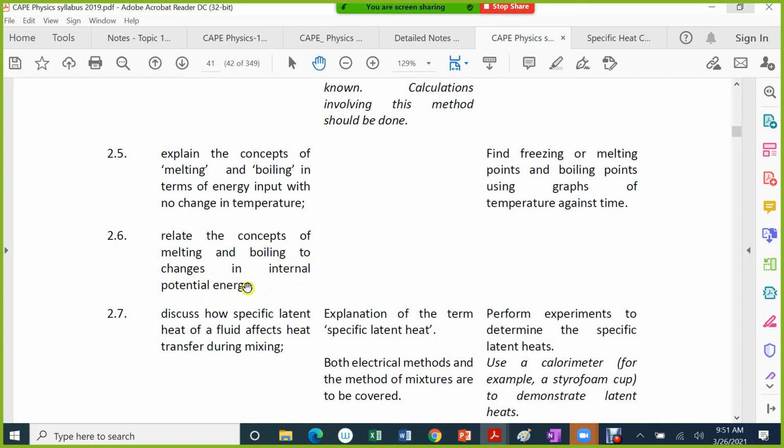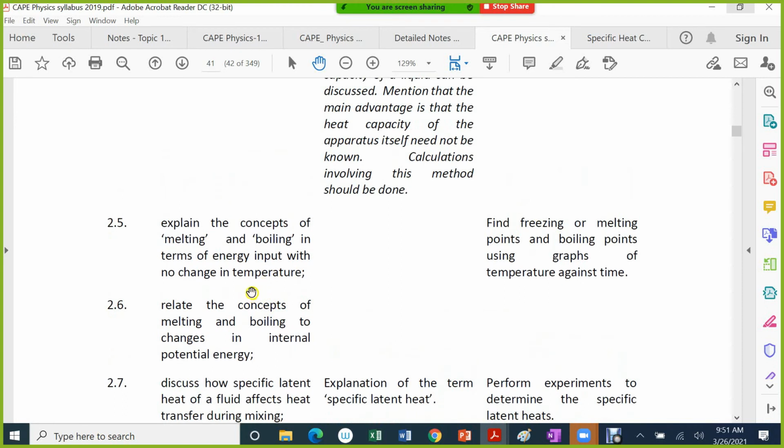We ought to be able to explain the term specific latent heat as it relates to the concept of melting and boiling, and changes in the internal potential energy. I would have stated stuff as it relates to that.